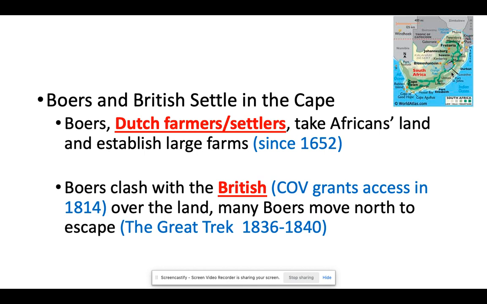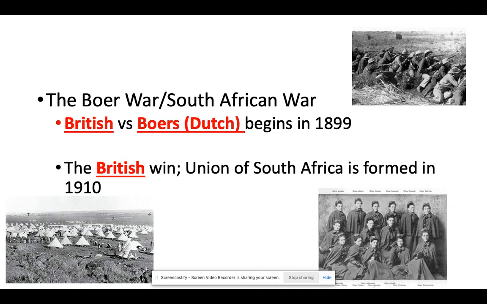But the Boers are not going to just stay away. There's going to be a continuous clash because the British are going to constantly make decisions economically and politically that will benefit them. And that's where we end up in this Boer War. It starts in 1899, and then we finally will get all the way into 1910 when the Union of South Africa is formed. So the British and the Boers will clash. So when you get to the Boer War, it's two European nations that are actually fighting each other.